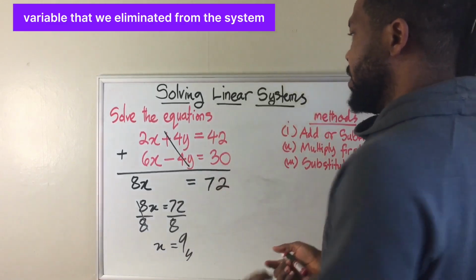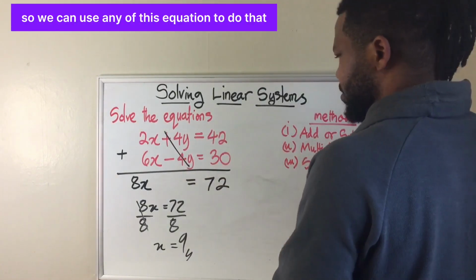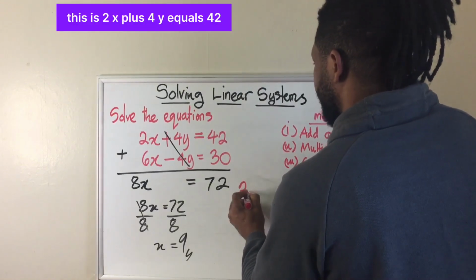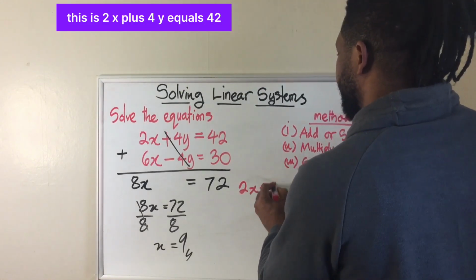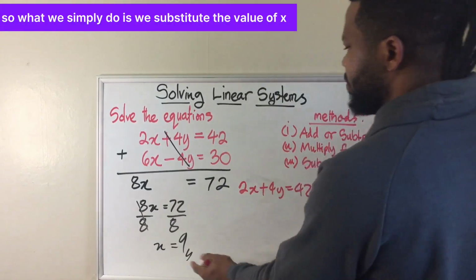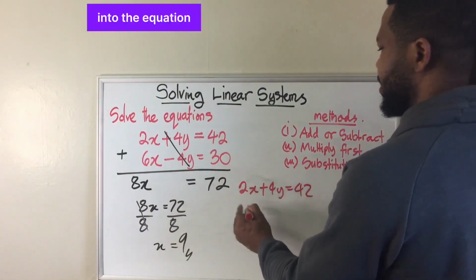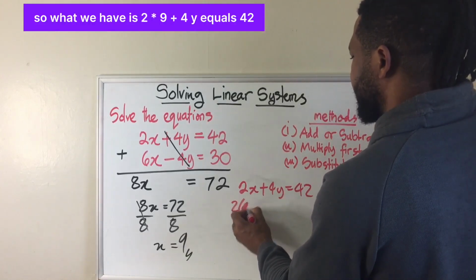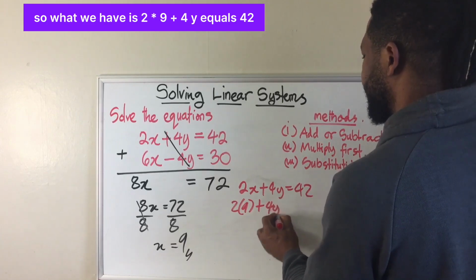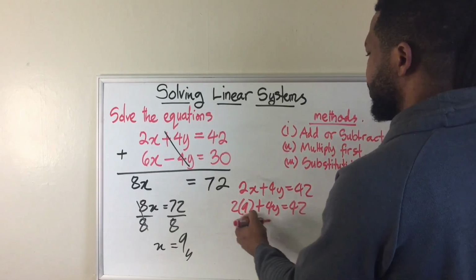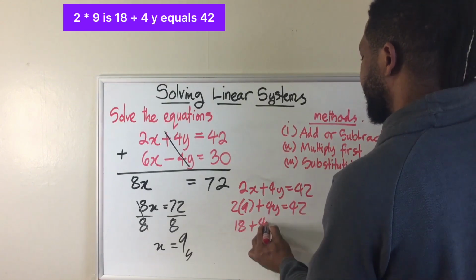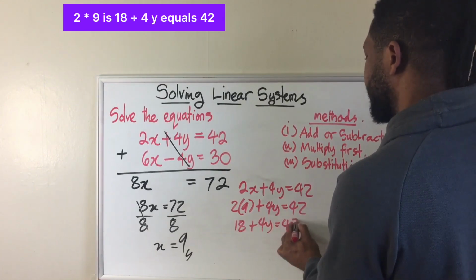Okay? So this is one step. Now to find the value of the y variable that we eliminated from the system, we can use any of these equations to do that. So we take the first one, for instance. This is 2x plus 4y equals 42. What we simply do is substitute the value of x into the equation. So what we have is 2 times 9 plus 4y equals 42. 2 times 9 is 18, plus 4y equals 42.